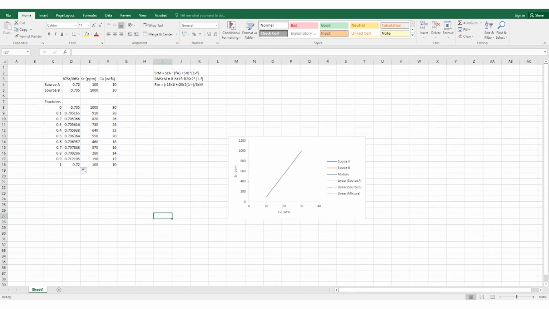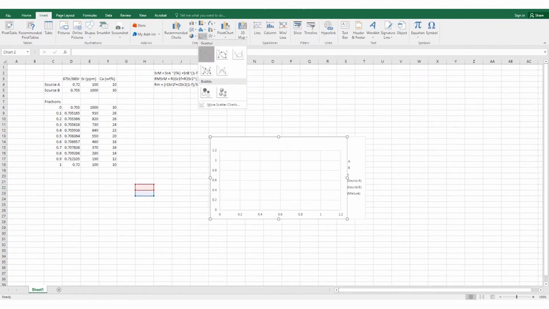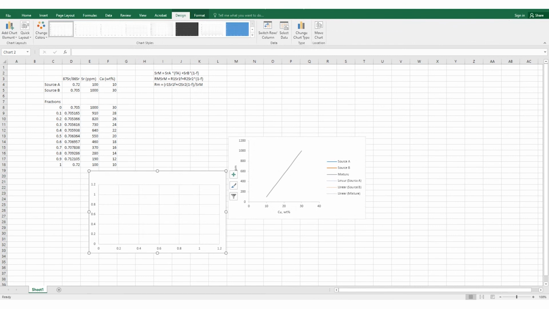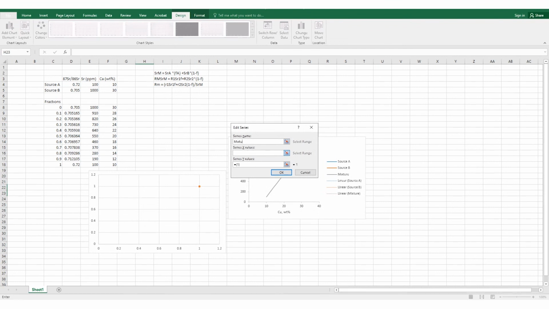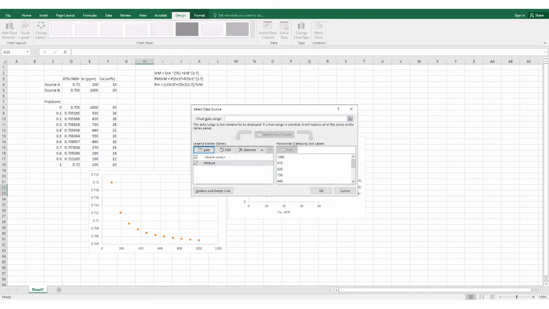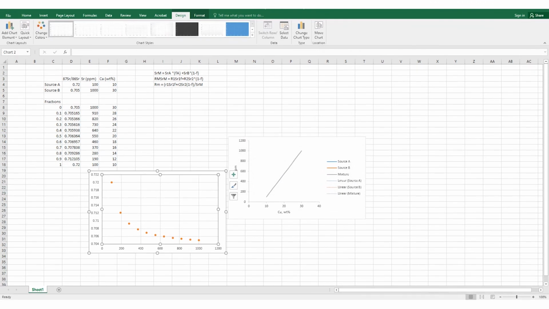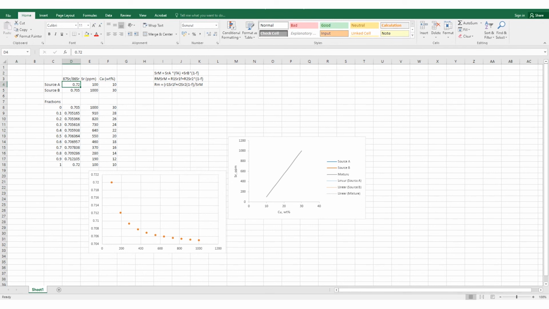Now if we plot the same thing, let us say select data, we are doing that for the mixture. In the x axis we will take the strontium concentration, and in the y axis we will take the isotope ratio. They should follow a hyperbolic trend, and that is what you are able to see here. This is source B, and this is source A at 720. You have source A and source B, they follow a mixing, and that is a hyperbolic trend.